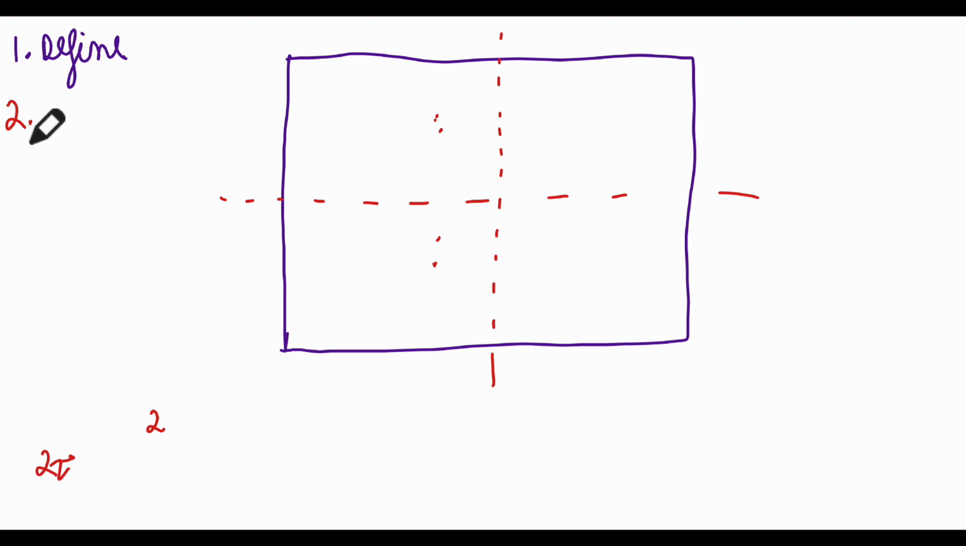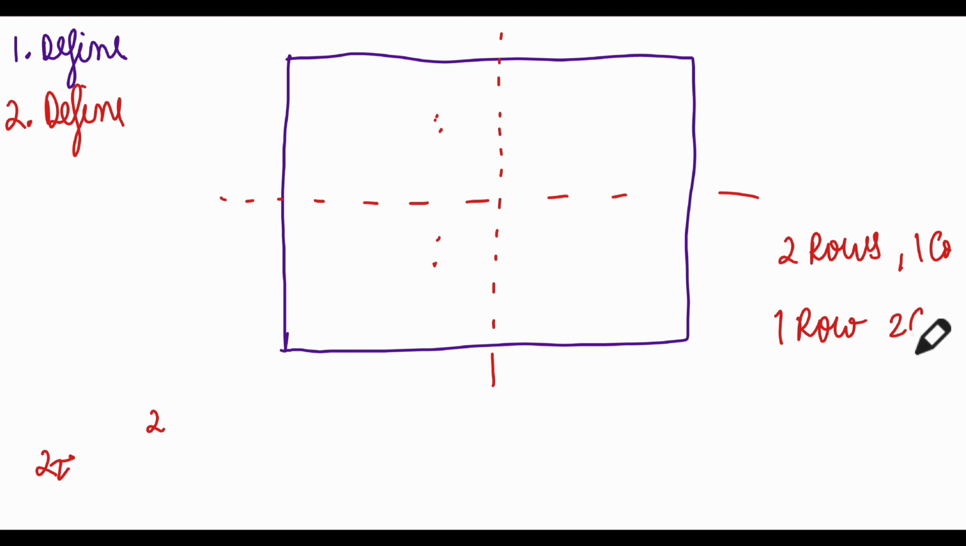The second part is you define areas. Let's say you do a horizontal split, then there are two rows and one column. And if there is a vertical split, then there is one row and two columns. So this is how things are done.